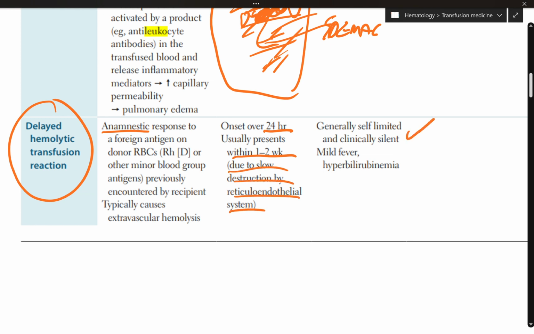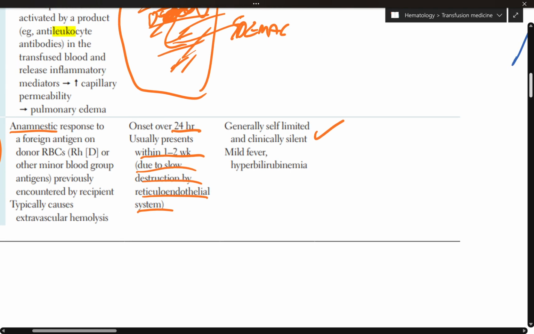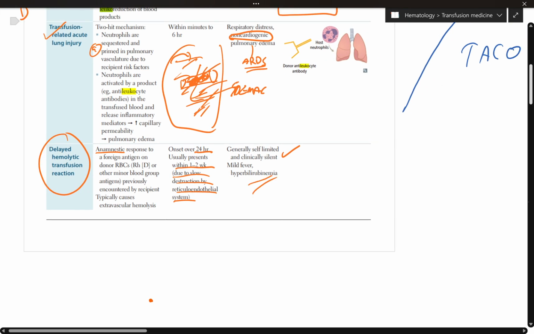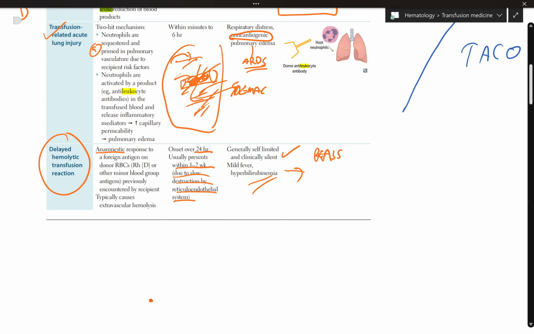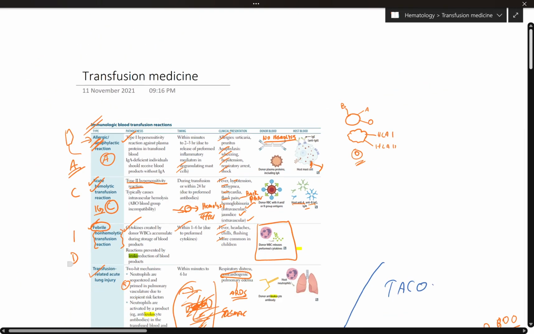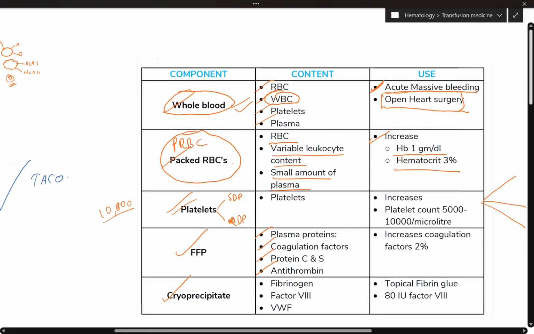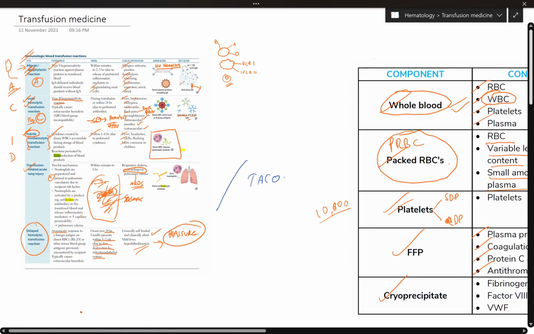It is self-limiting and clinically silent, and you may have mild fever and hyperbilirubinemia, but there is nothing to do. You reassure the patient and discharge. So that is the overview.